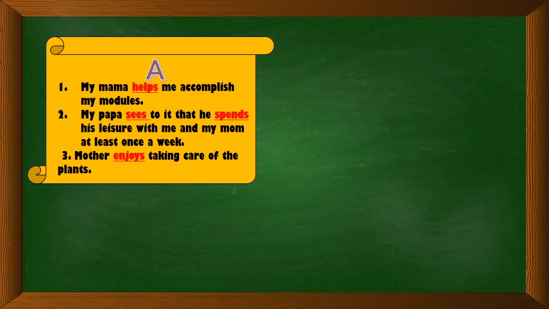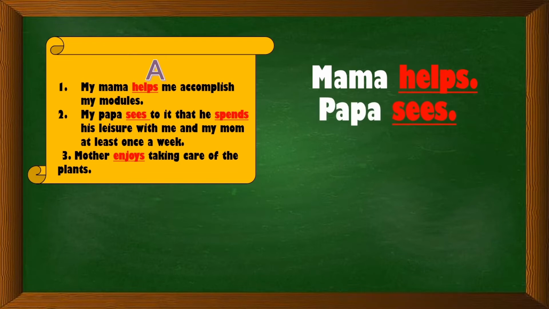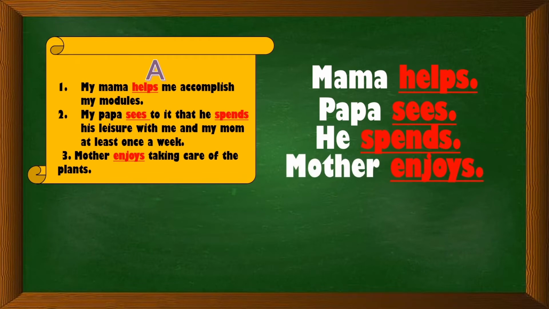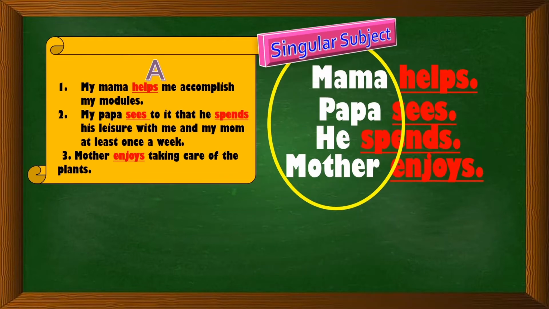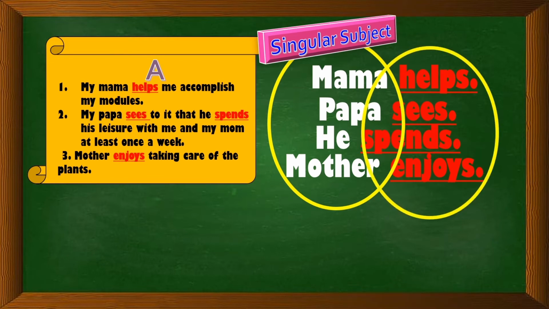Now let's focus on the sentences in column A. Let us take the subject and the verb that are used in the sentence. Mama helps. Papa sees. He spends. Mother enjoys. What can you say about the subject in the sentence? Yes, please. That's correct. The subject in the sentence is singular. Mama, Papa, he, mother, these are singular subjects. Singular means one.